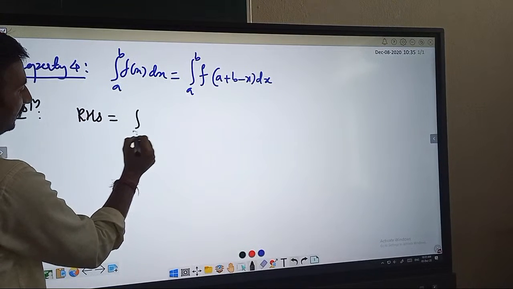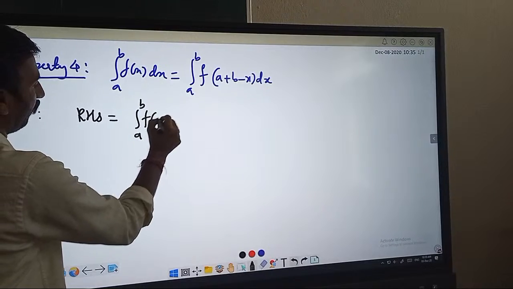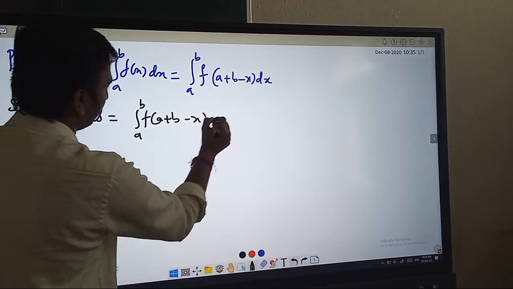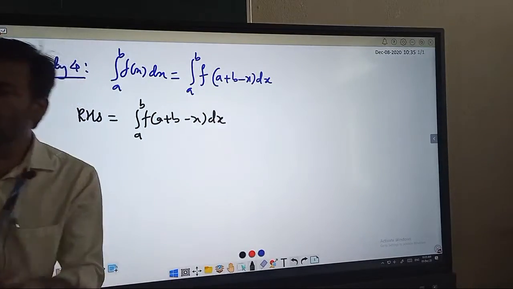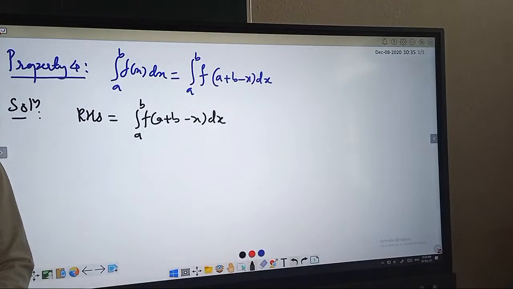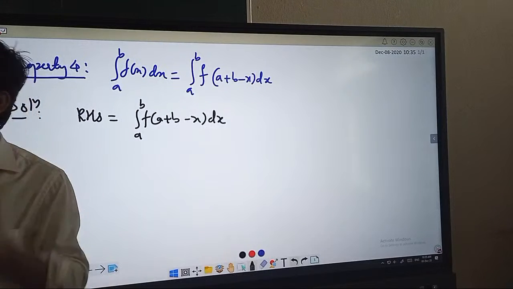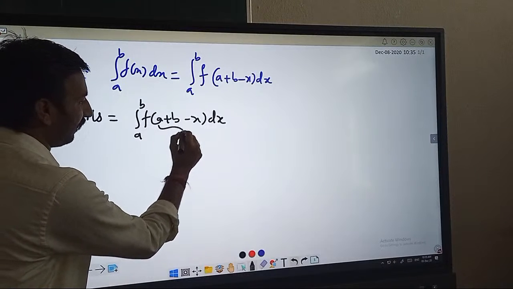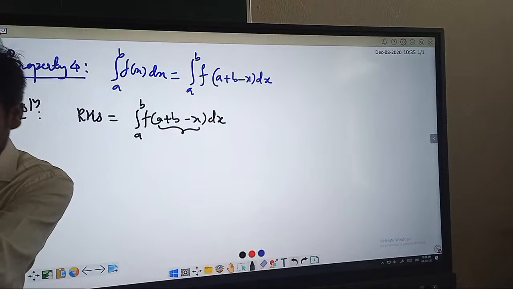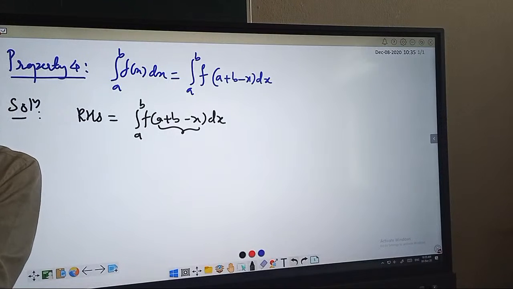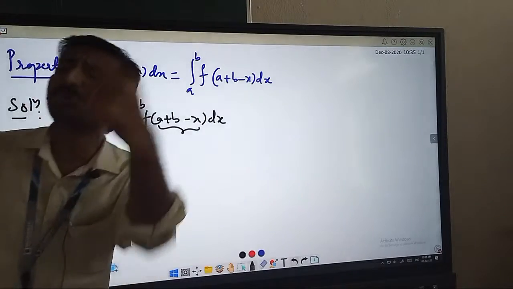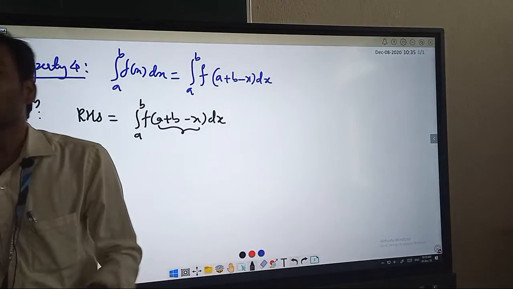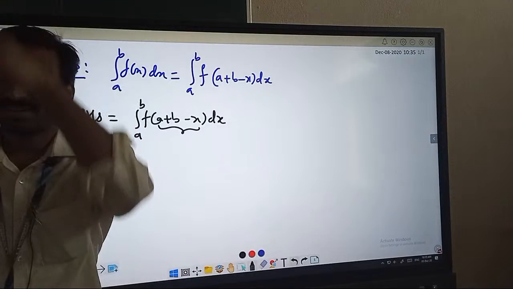RHS. So this is the integral from a to b of f(a + b - x) dx. And I hope you remember property number 1. Property number 1 is called the dummy variable property. Correct? So what I am interested in here is, if I take this all equal to t, then changing t back to x is very easy for me. Why? Because t and x make no difference as per the first property.